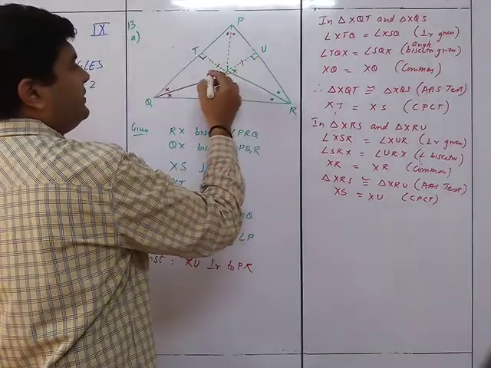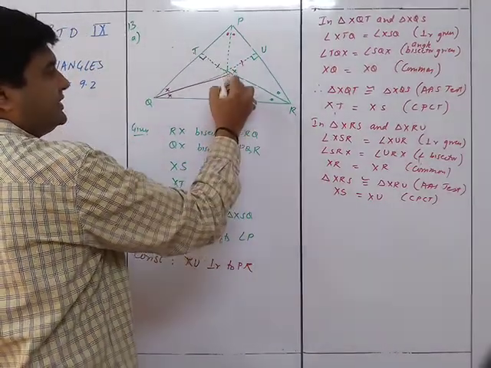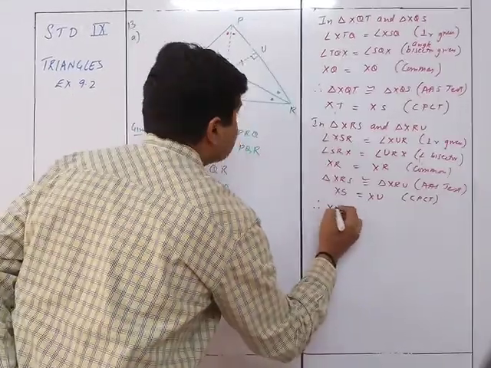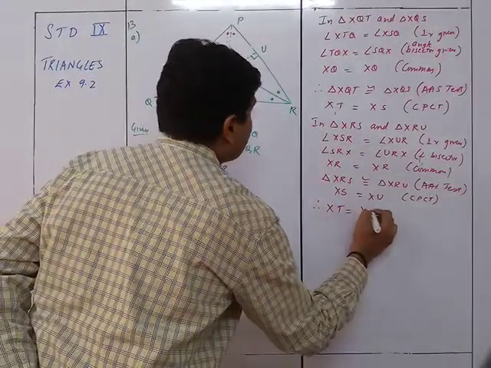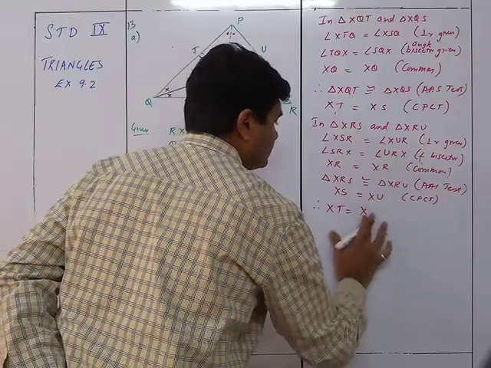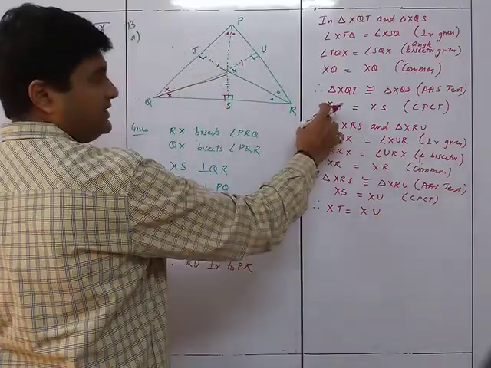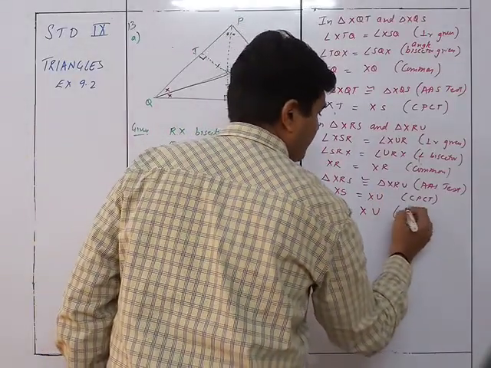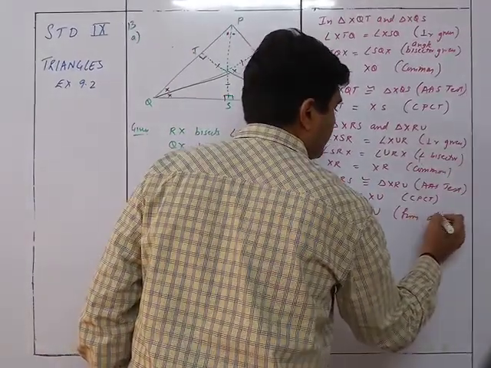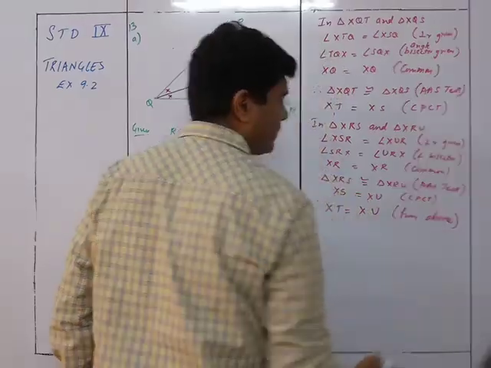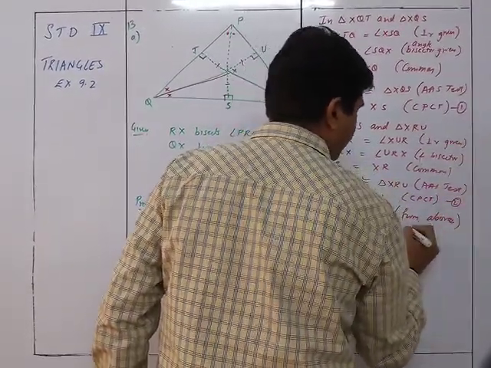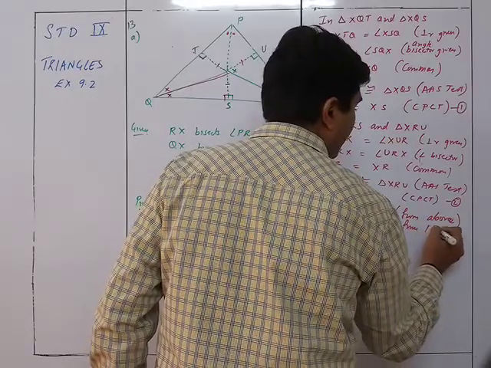Accordingly, if this is equal to this and this is equal to this, then this will be equal to this. Therefore, XT is equal to XU. XT was XS and XS is XU. So XT is equal to XU from above. Or what you can do is put a 1 here and 2 here and say from 1 and 2.